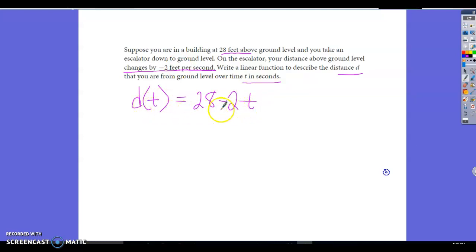All right, so this is our linear equation. If you want to rewrite it, you can write it with the slope first, negative 2t, and then the y-intercept would be 28. Both of these are correct. This is kind of the format we stick to most often, but this also represents the same equation. It says write a linear function, and we did that. So we have answered that question.